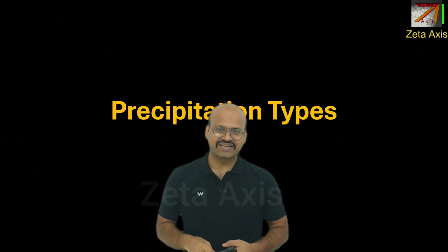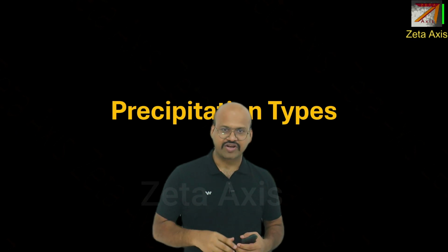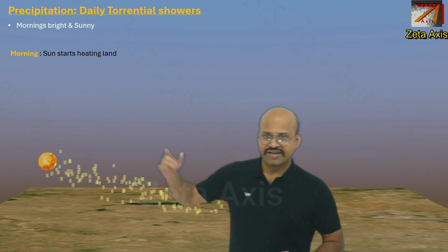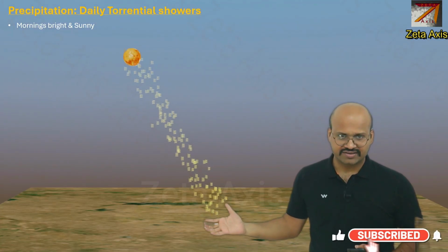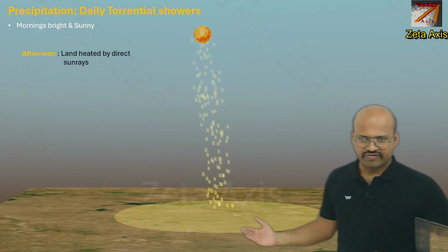Now let's try to understand the types of precipitation that occur in the equatorial region. Remember, not just a single type of rainfall occurs, but three types of rainfall occur in the equatorial region. The first is the daily torrential showers. Because the equatorial region is on the equator, the sun is directly over it throughout the year. We will see that in the morning it is bright and sunny. The morning sun starts heating the land. We can see that the sun is rising and heating this land. As the day progresses, the land gets heated. The sun's energy till afternoon will heat this region, as we can see over here.